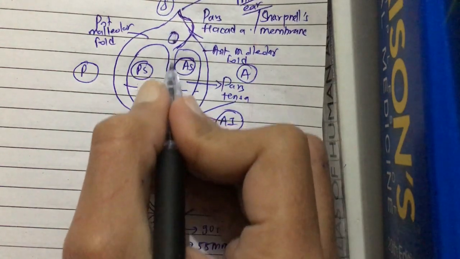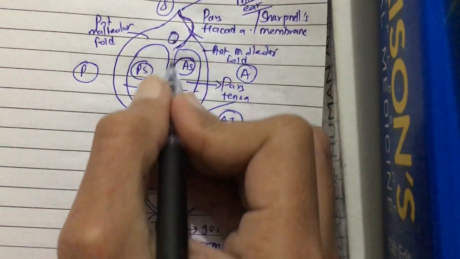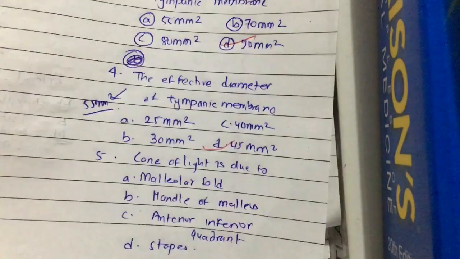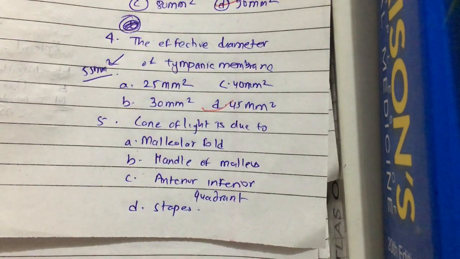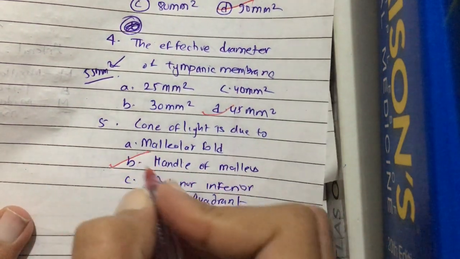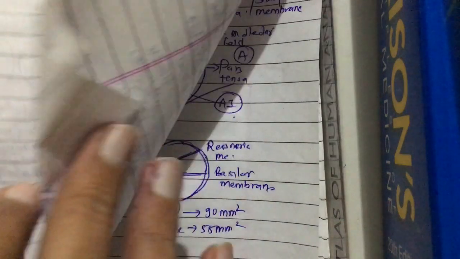The cone of light is due to the handle of the malleus. So the cone of light is due to the handle of malleus, found in the antero-inferior quadrant, and not due to the malleolar fold.